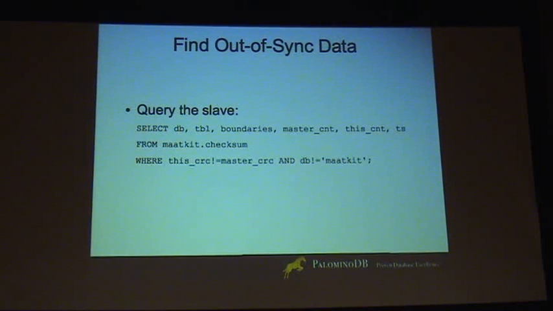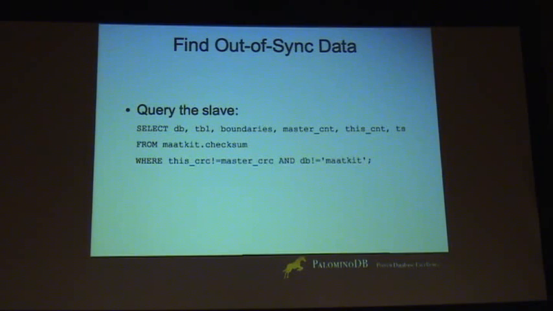So yeah, finding out of sync data. How do you find which data is out of sync? You query the slave. After these have run, you select some fields: database name, table name, boundaries, which I'll show you what that is in a second, master count and this count, and timestamp, which is the timestamp that the checksum itself ran from the table we just had, where this CRC does not equal master CRC.